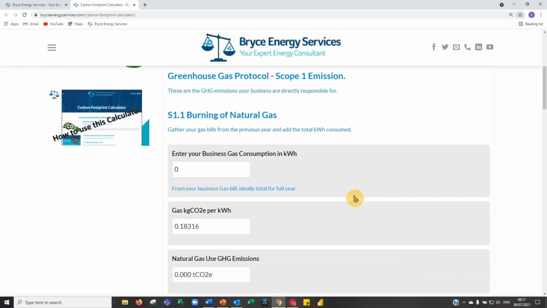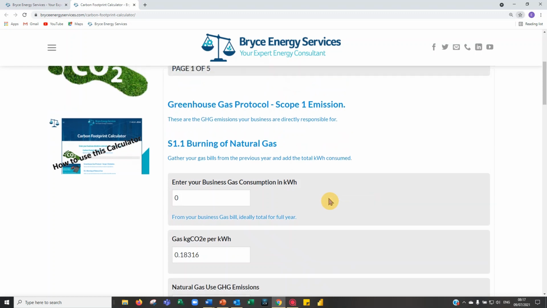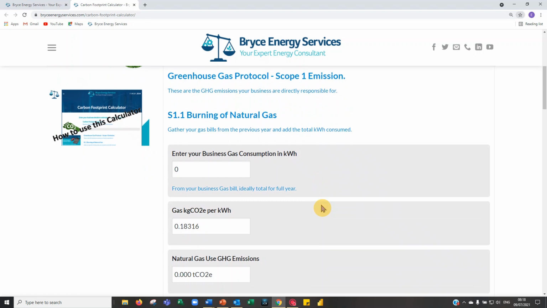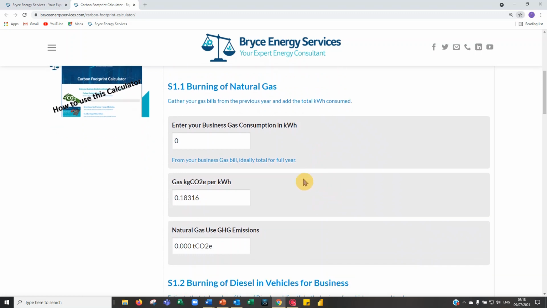Burning of natural gas. If you have a gas boiler, heat water with gas, any sort of gas. I should say, prior to commencing this, it would be worthwhile gathering your gas bill for the year, your electricity bill for the year, any information about diesel and petrol use within your business. Also, your water bill would be useful. So I'm just going to plow through this. The formatting is basically wherever you see an enter, you need to enter a number.